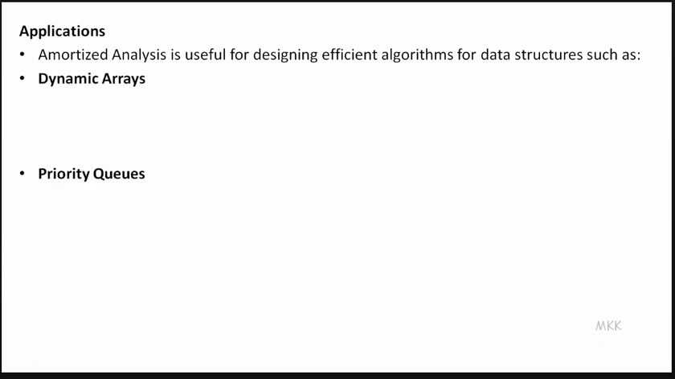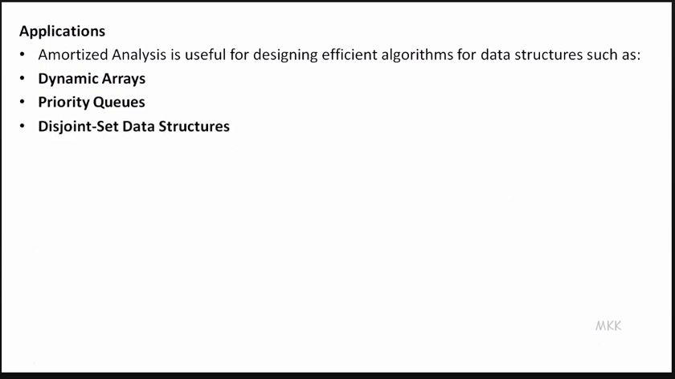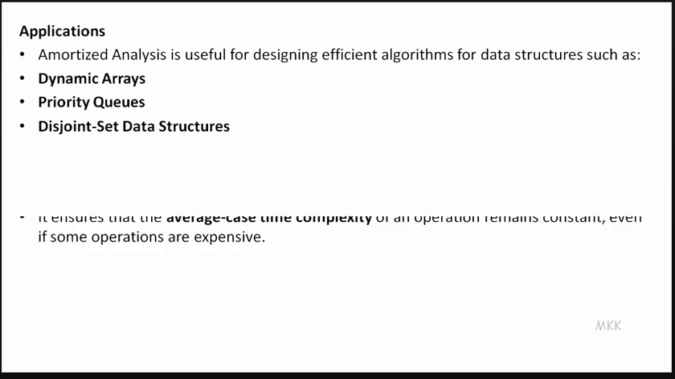such as dynamic arrays, where the array size can be resized dynamically, priority queues, where the queue structure is nothing but a FIFO structure, first in, first out. If there is any priority for any queues, we will use such priority queues. And disjoint set data structures. As we discussed, sets where there is no common value between them, we can call them disjoint sets. In such applications, we will use it.